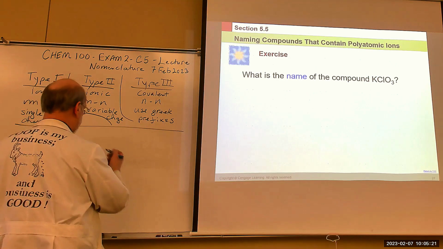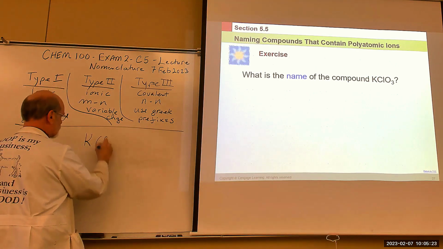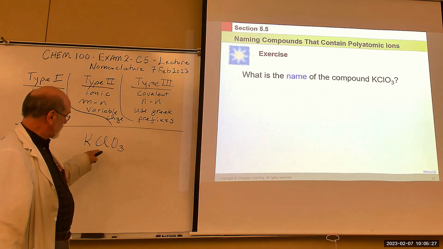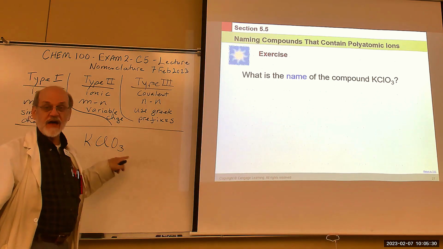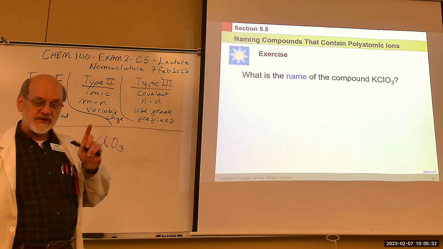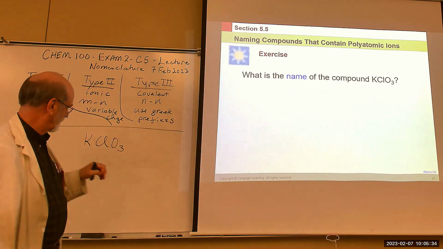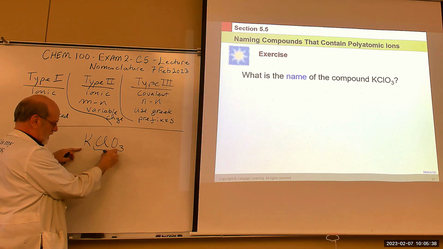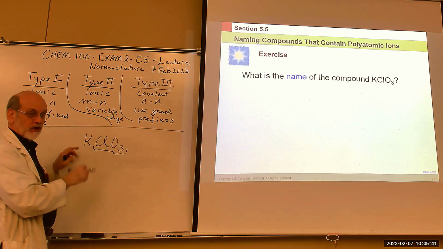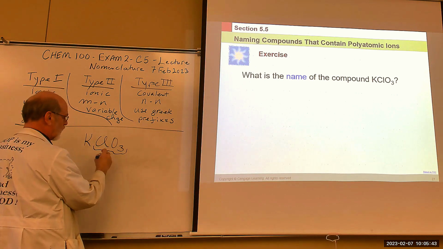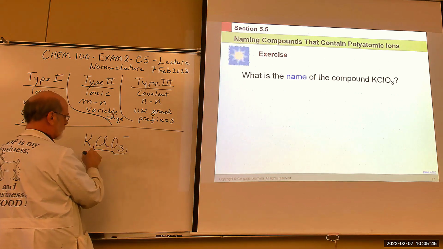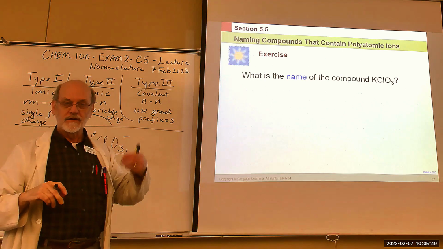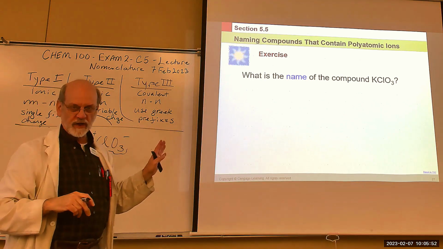So what's the name of this compound? KClO3. Well, we've got 3 elements in here, right? And one of them is oxygen. So we should suspect polyatomic. Well, this is not a polyatomic. This has to be the polyatomic. So we look it up, and it happens to be chlorate. We know it's a -1 charge because potassium is a +1 charge. It's an alkali metal. First column, always +1.